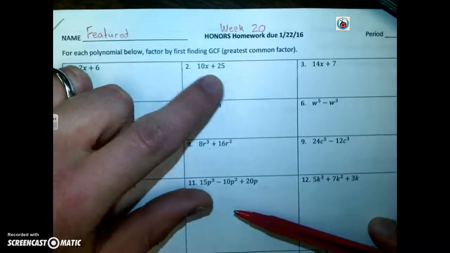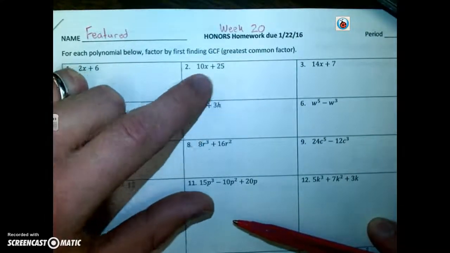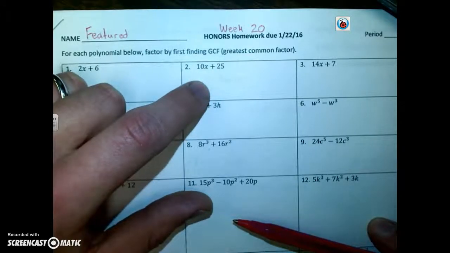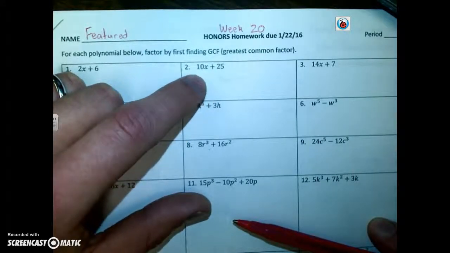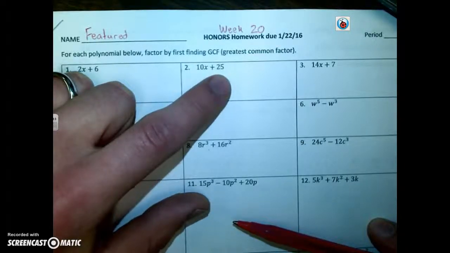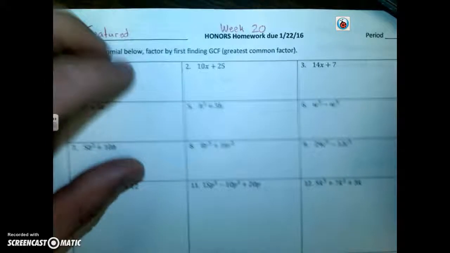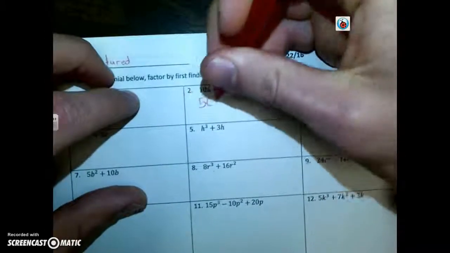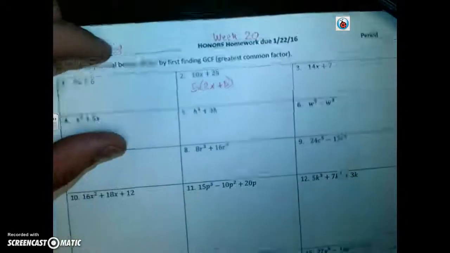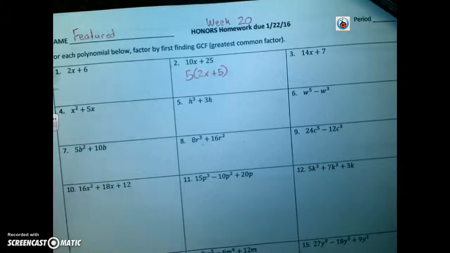So we're thinking, okay, I have a 10x plus a 25. Right off the bat I recognize that since both of these do not have an x, I won't be factoring out a variable. I'll just be looking to decide what's the largest number I can divide both a 10 and a 25 by, and I recognize that it's a 5. So once I divide everything by the 5, we're really just dividing our coefficients.